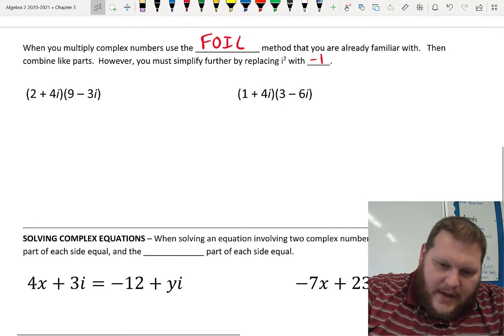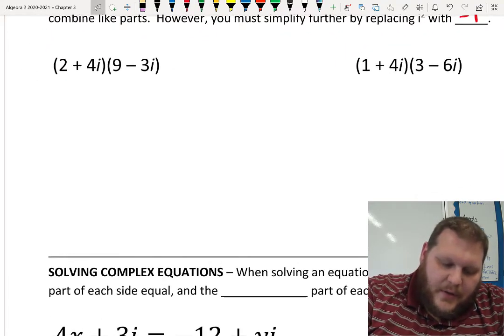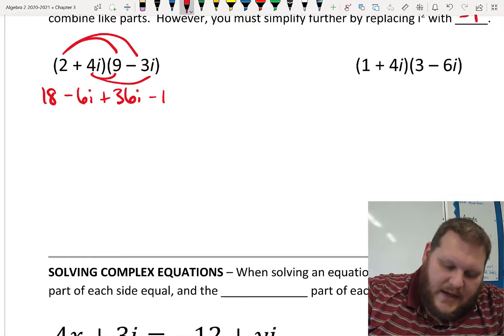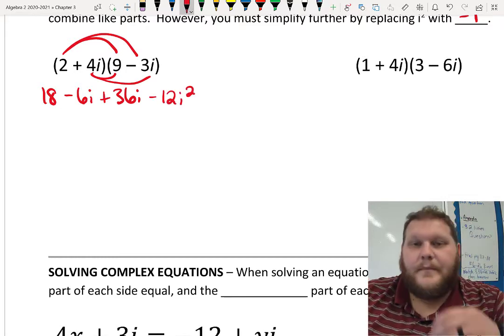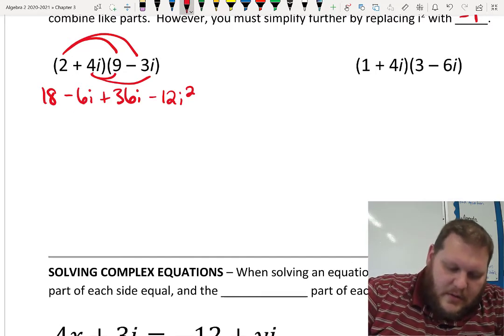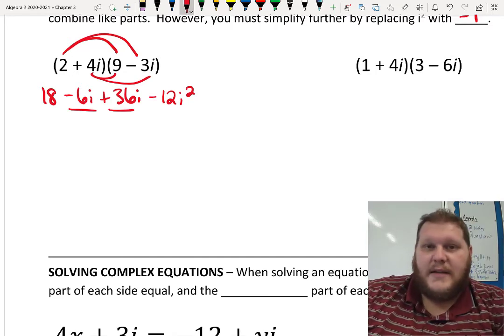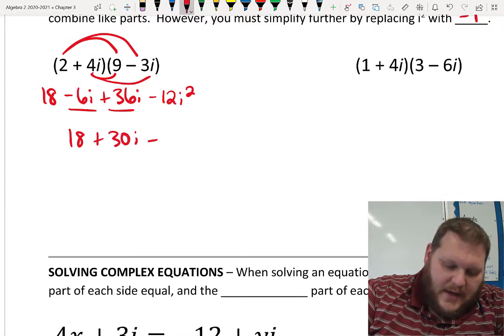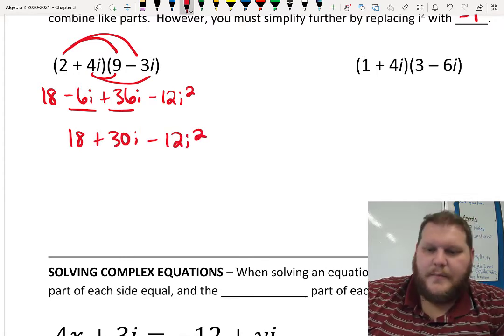So I'm going to do this first one using FOIL. FOIL meaning first times first is 18. Outsides would be negative 6i. Insides would be 36i. And then my lasts would be a negative 12i squared. So adding up my like terms, because I have two i terms, 18 plus 30i minus 12i squared.